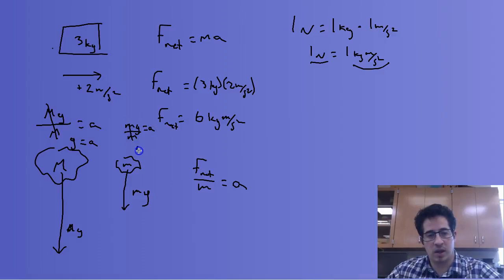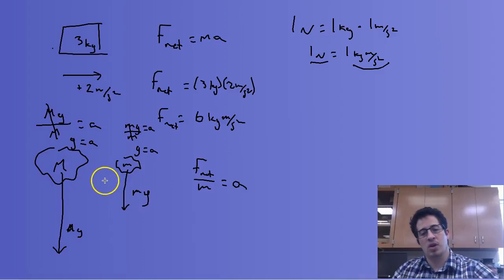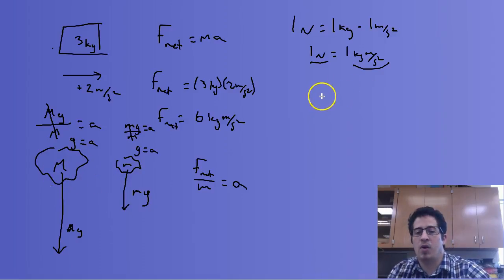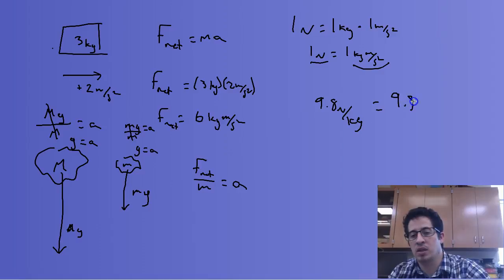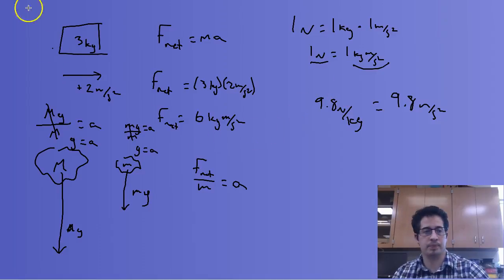Those m's will cancel out, and we'll get that g is equal to a. Okay, so it'll be the same acceleration for both, even though they have different amounts of force. Okay, this also explains how 9.8 newtons per kilogram strength of the gravitational field is equivalent to 9.8 meters per second squared acceleration from gravity, because if we take a newton and divide out the kilogram, that's what we're left with.